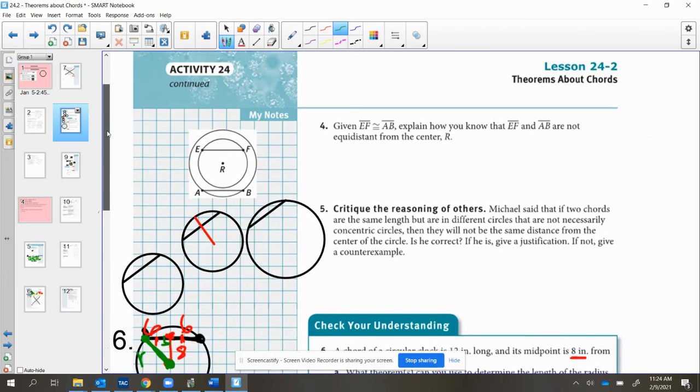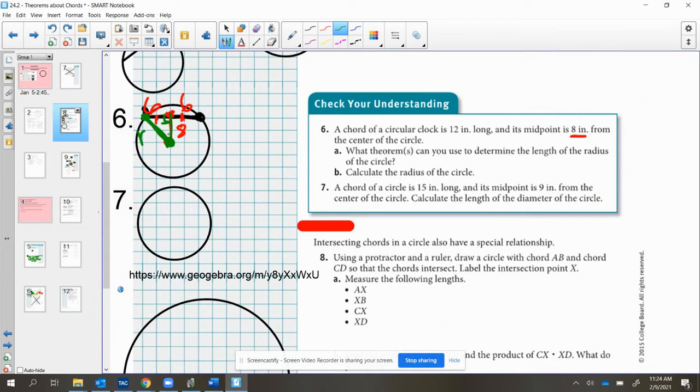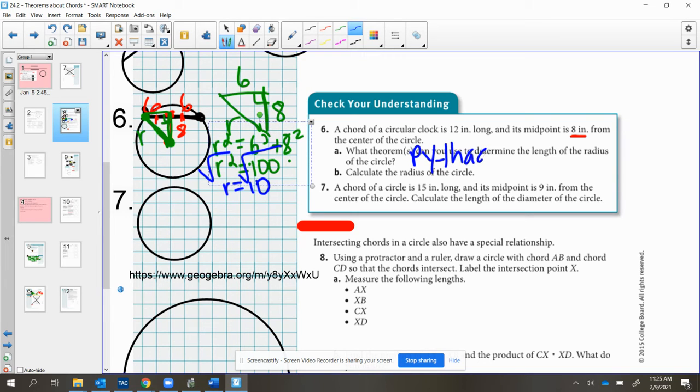And now we can use the fact that we have a right triangle being made here to ultimately use our pal Pythagorean theorem to solve. Because right now we have 8, 6, and our hypotenuse is the radius. Okay? So our hypotenuse squared equals 6 squared plus 8 squared. 36 plus 64 is 100. And the square root of that then is going to be our final answer of 10. Okay, so we can use Pythagorean theorem to find that.